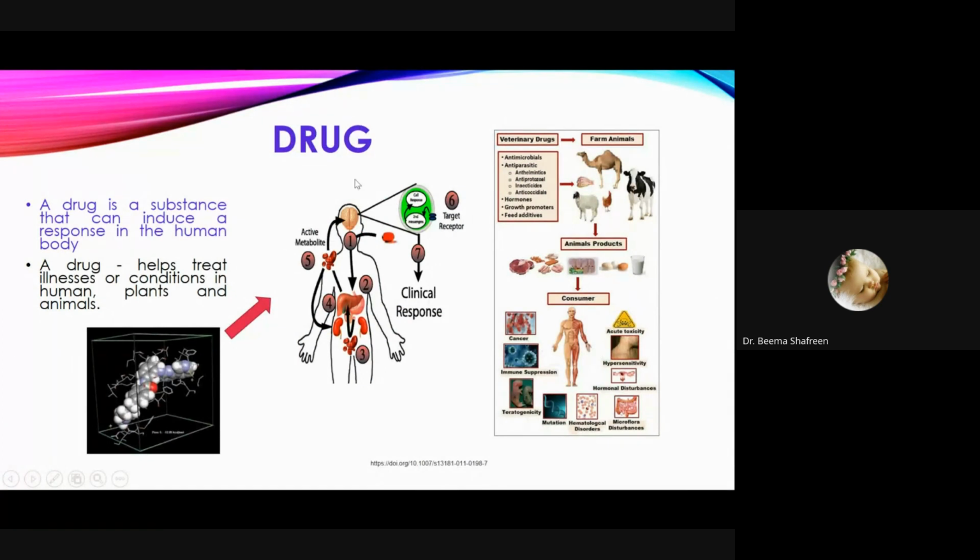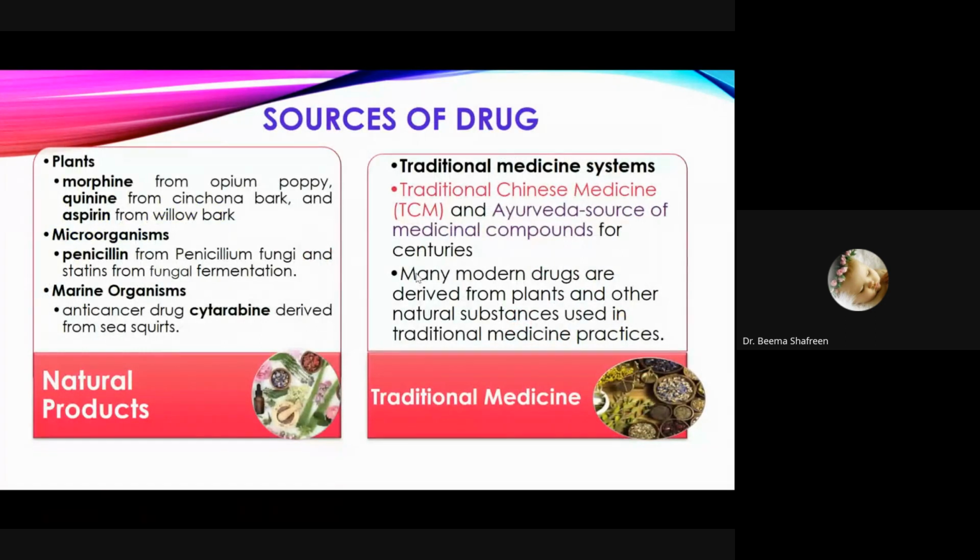A drug is a substance that, when taken in by the human system, gets dissolved and absorbed into the different organs, and the active metabolites are received by the target receptors, whereby there will be a clinical response in the human system. A drug is generally used to treat illnesses or conditions in humans as well as in plants and animals.